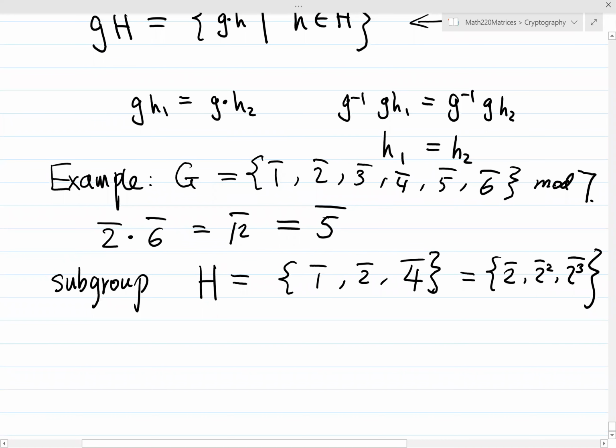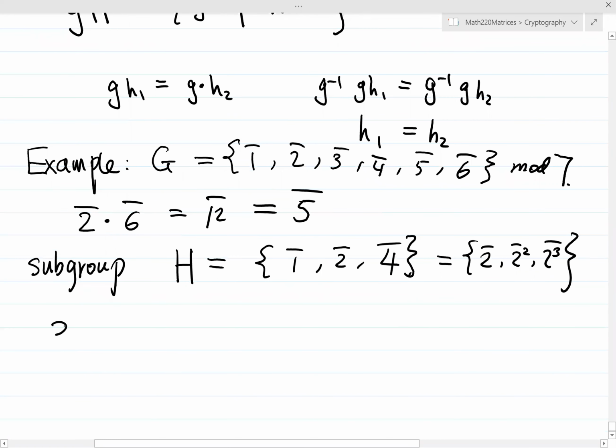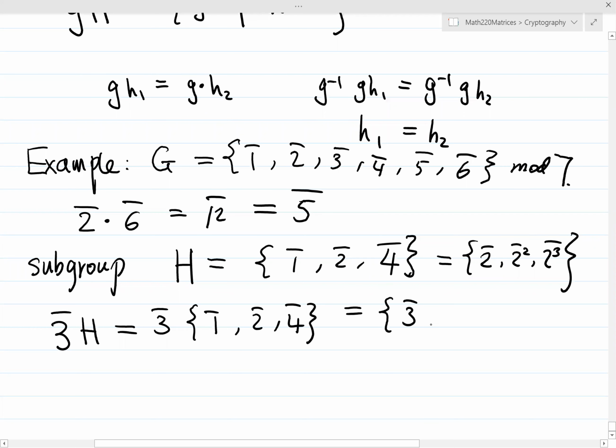Now you see 3 bar H. So we multiply everything by 3. Okay, 1, 2, 4. So 1 multiplied by 3, we get a 3. 2 multiplied by 3, we get a 6. Now 4 multiplied by 3, so we get a 12. Okay, 12 mod 7, so we get a 5.